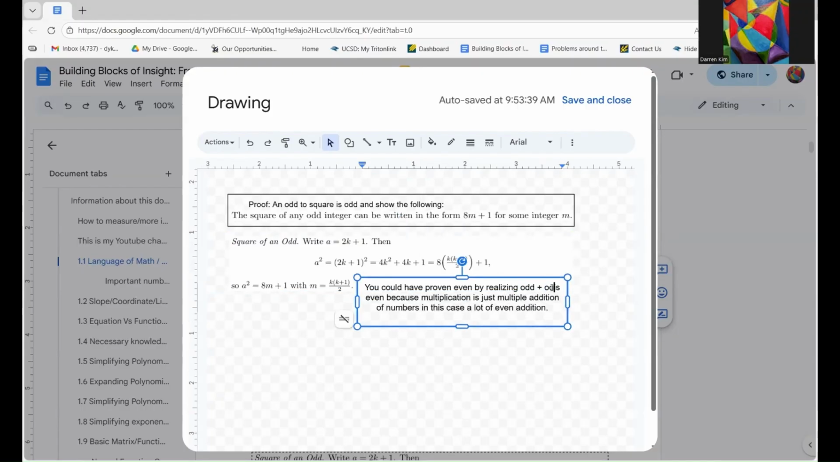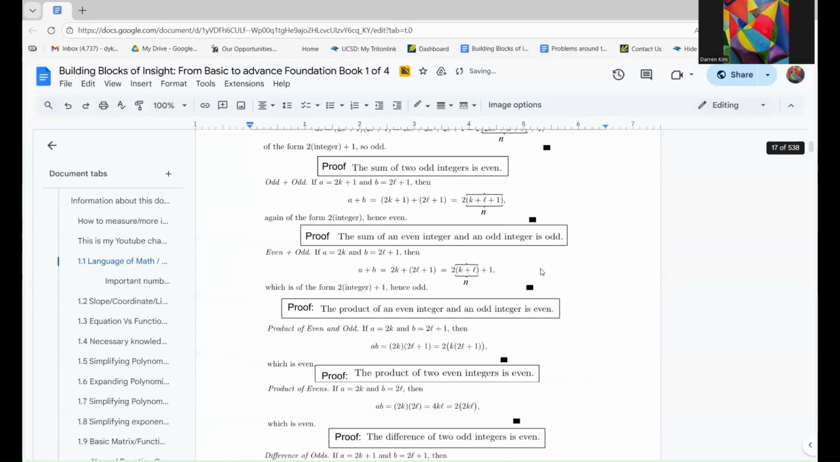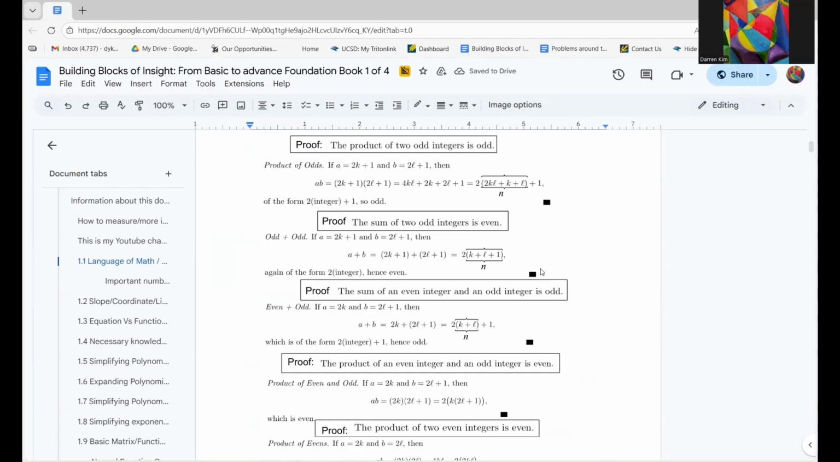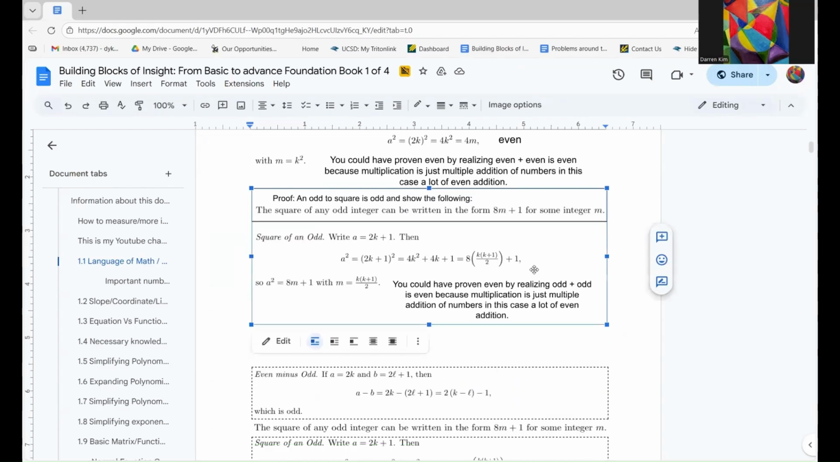Yeah. So plus odd. I believe that's even, although. Yes. So this is wrong, but it's correct. How does this work?